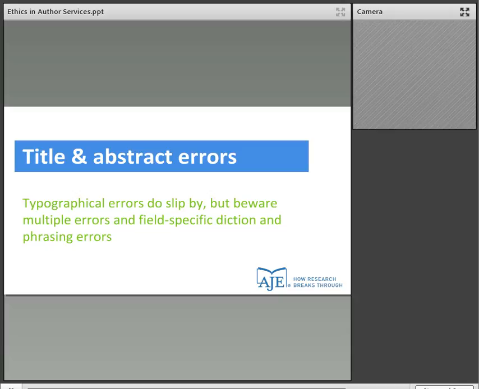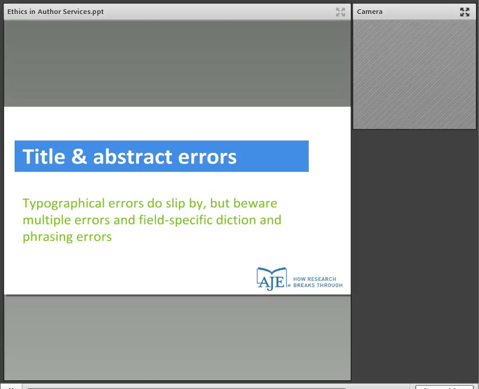And title and abstract errors. If your work's being misrepresented because there are errors in it, readers are less likely to go on to read your work. So errors in the title and in the abstract are going to turn the reader off.